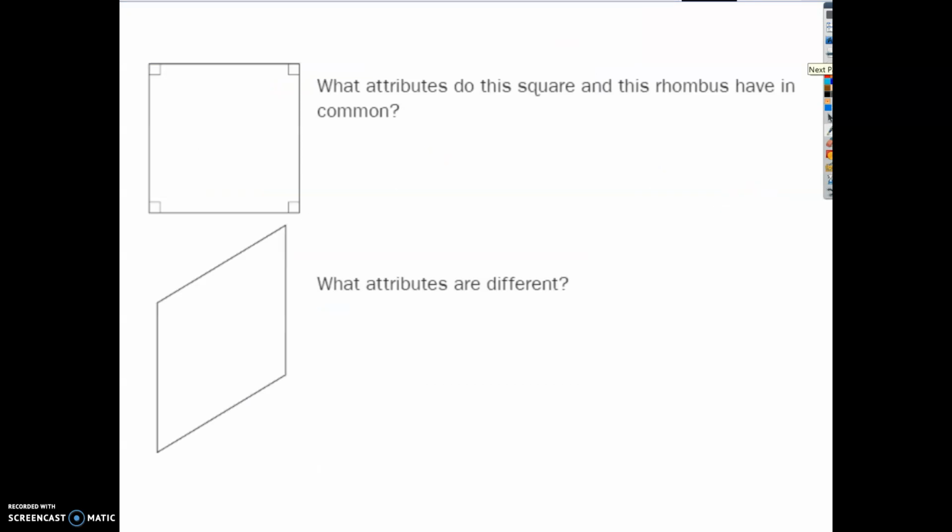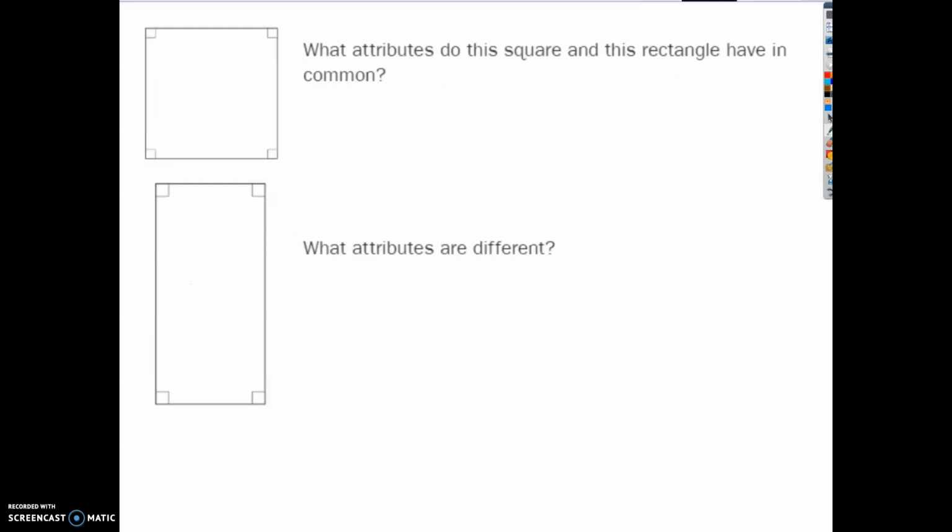So let's talk about these two. What attributes do this square and rhombus have in common? And what's different? Well, what do they have in common? They have four sides. Yep. They each have four vertices, which are the corners. They each have four angles. Okay. And what about these two? What attributes do this square and rectangle have in common? They have four sides. They have four corners. They have four angles. When I look at these two shapes, I can see that the opposite sides are parallel. But what's different? A square's sides are all exactly the same length. But a rectangle has two short sides and two long sides.